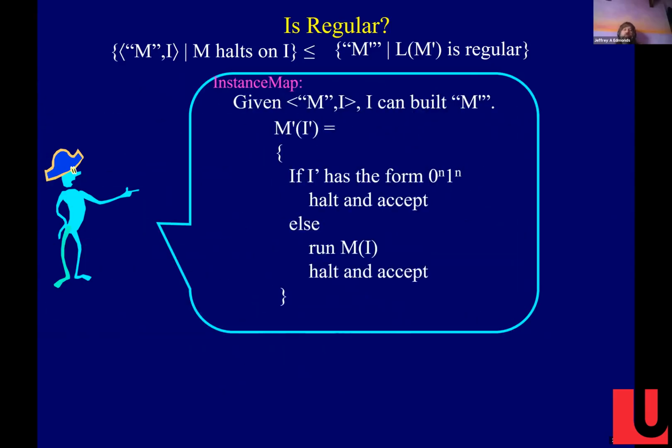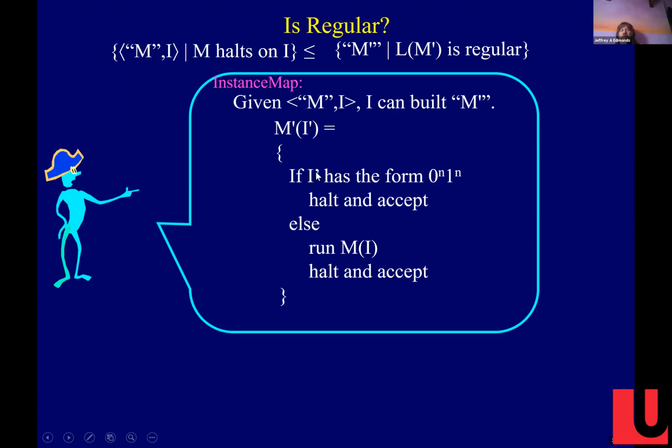All right. So now we have to come up with code. Given M and I, I have to come up with code for M prime. So given M and I, I build code M prime. Let me tell you what the code for M prime does. Here's M prime. It's given an input I prime. What does M prime do?